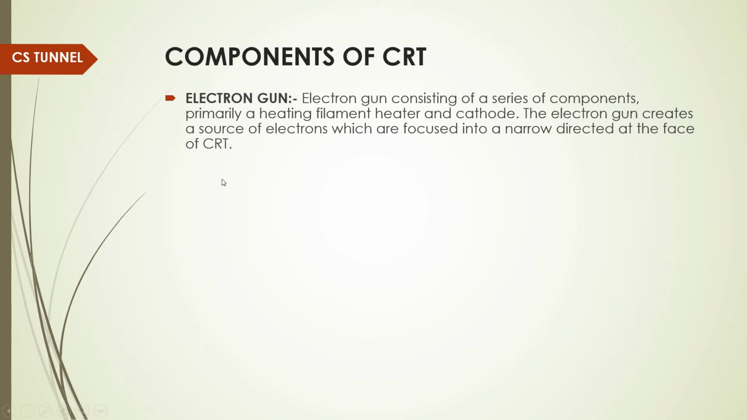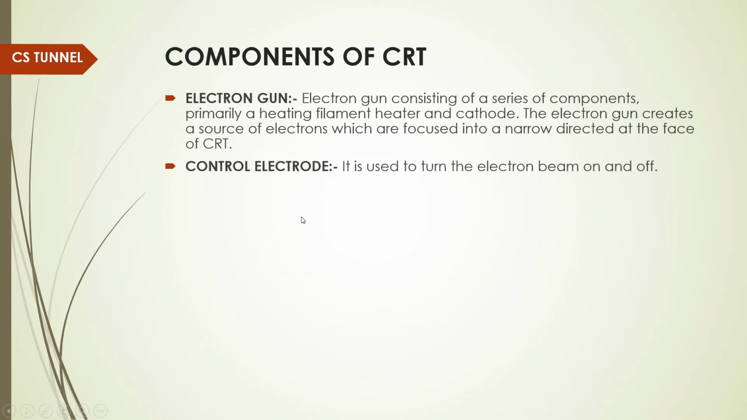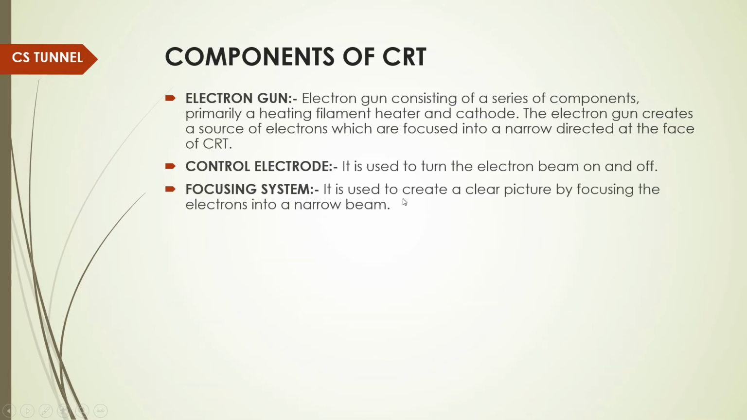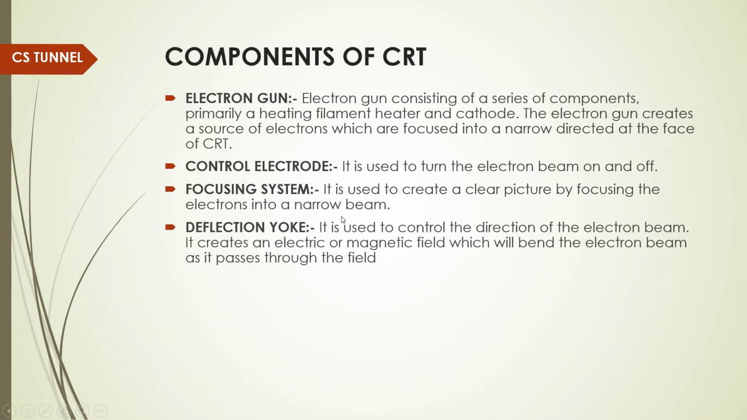Now, the components of a CRT. The main component of a CRT is the electron gun. The electron gun consists of a series of components, primarily a heating element and a cathode. The electron gun creates a source of electrons which are focused into a narrow direction at the face of the CRT. The next component of a CRT is the control electrode. It is used to turn the electron beam on and off. Focusing system. It is used to create a clear picture by focusing the electrons into a narrow beam. Deflection yoke. It is used to control the direction of the electron beam. It creates an electric or magnetic field which will bend the electron beam as it passes through the field.